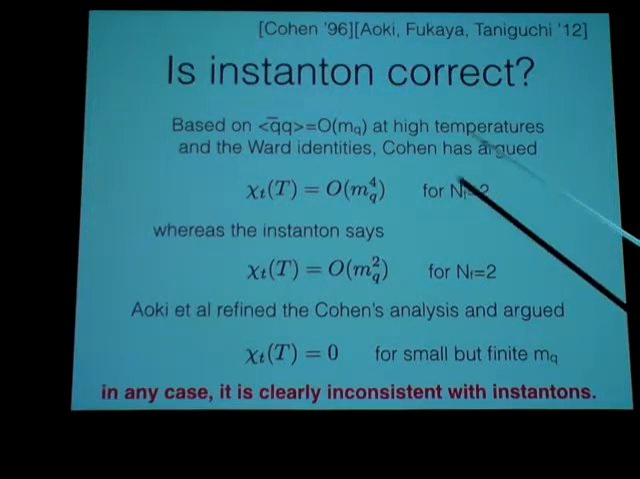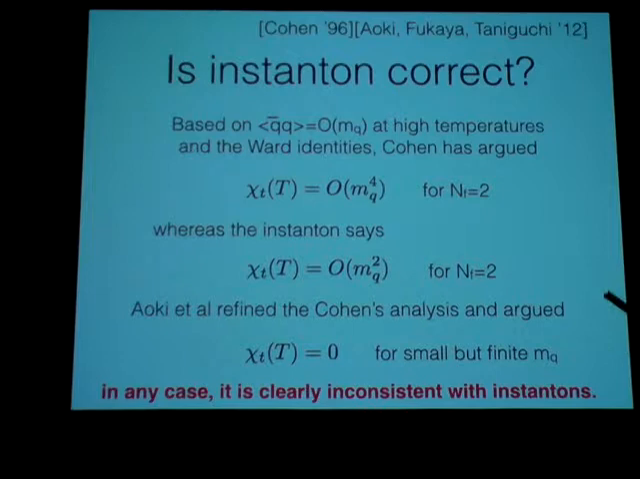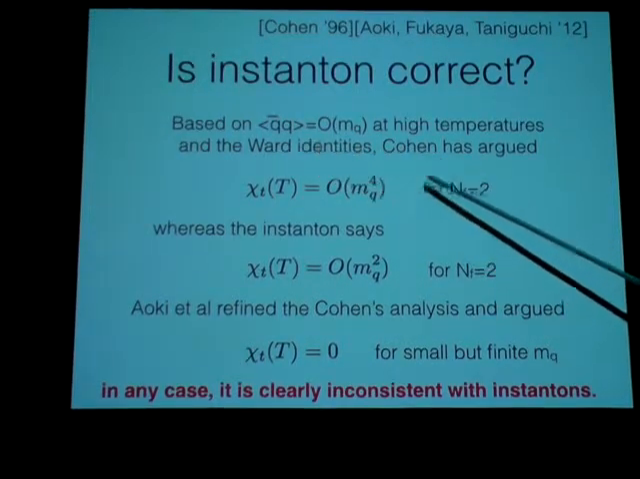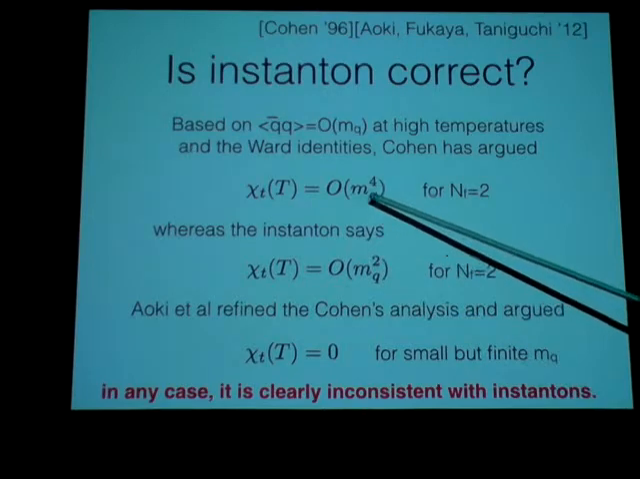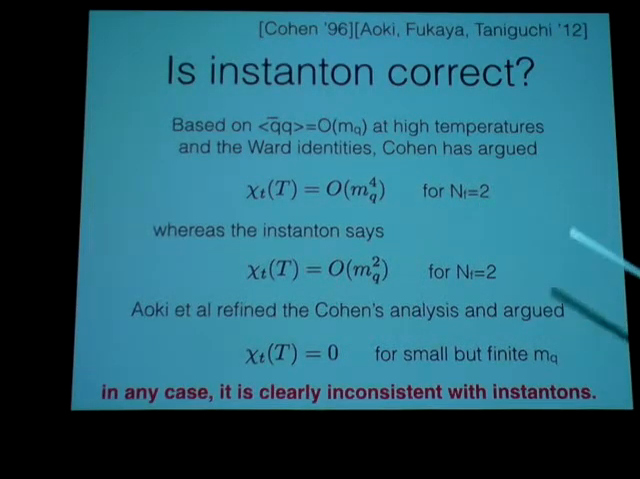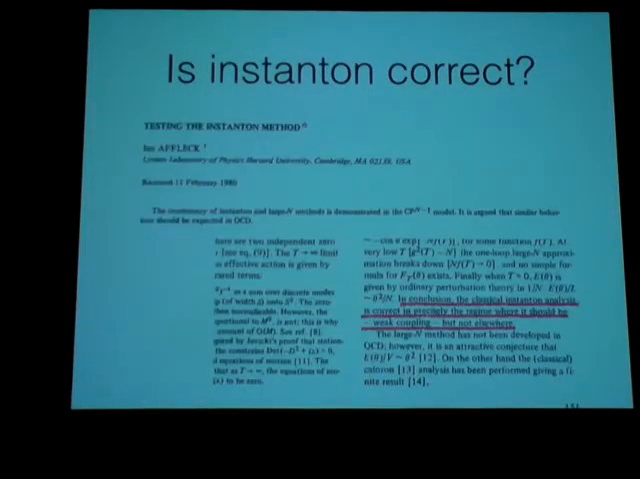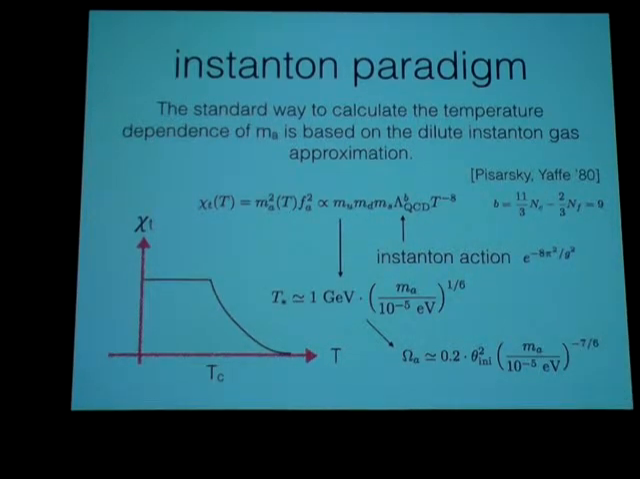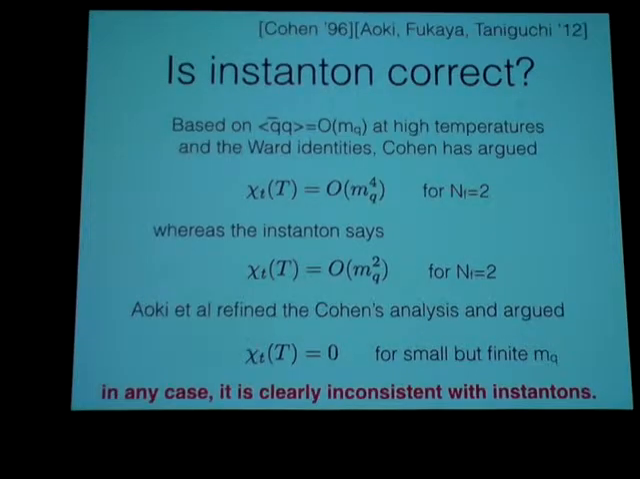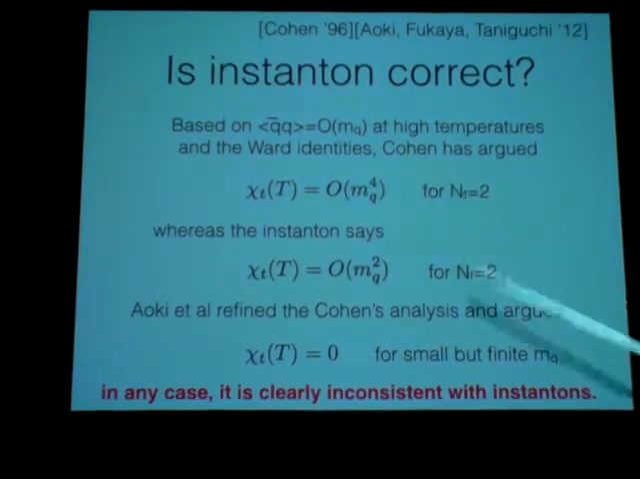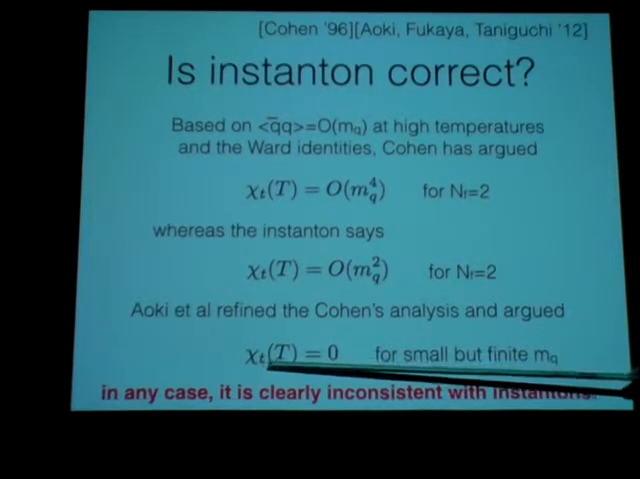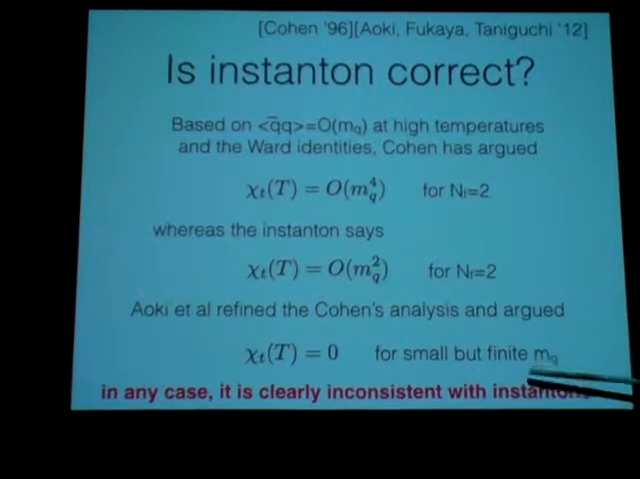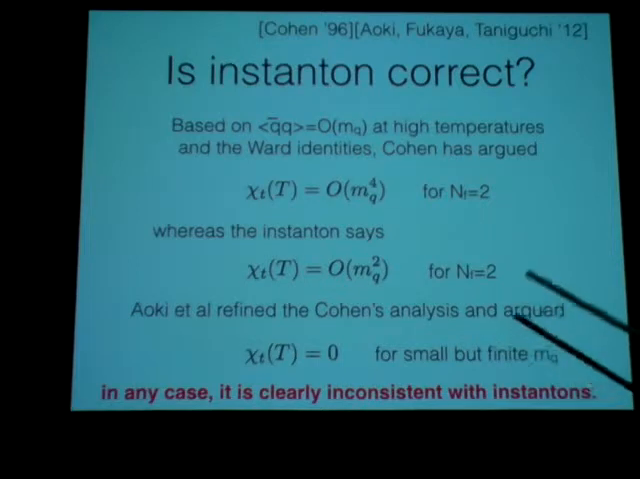But even more, actually Cohen and also a Japanese group said that the instanton estimate is just totally wrong. It's based on a Ward identity, they claim that chi_t goes as quark mass to the fourth power for two-flavor QCD. As I said, the instanton estimation is m to the n-th power, so for the two-flavor case, it must be m squared. But the analysis based on the Ward identity under some assumption found that this is m_q to the fourth power, and some people even claim that chi_t is just zero, m_q to the infinity power, with finite quark mass. So this is clearly inconsistent with the instanton picture.